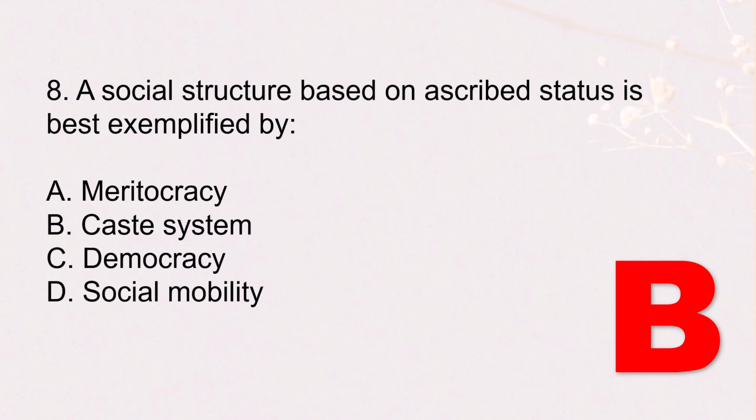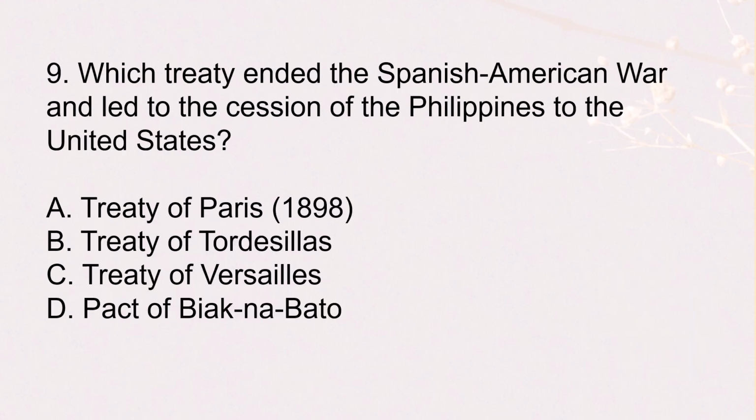Okay, so the correct answer is letter B, caste system. In a caste system, status is assigned at birth and unchangeable. That is what we call ascribed status. For letters A and D, they rely on achievement or mobility, the meritocracy and social mobility. For the democracy, this is a form of government, not a status system. So the correct answer is letter B.